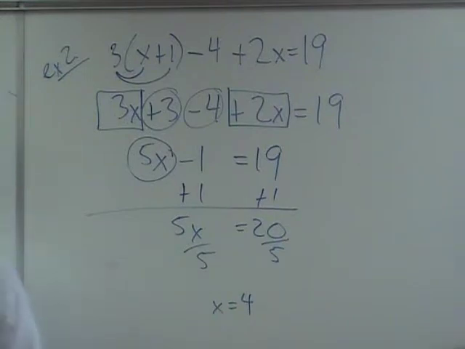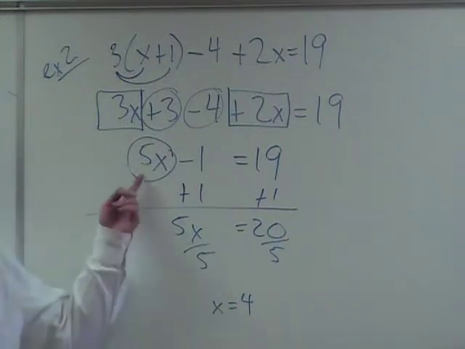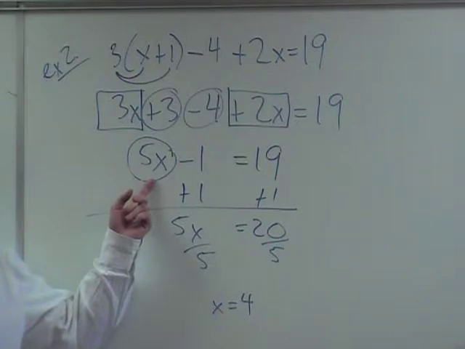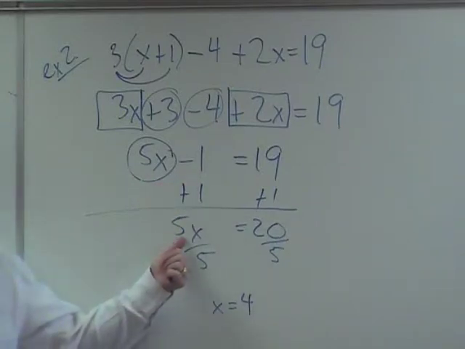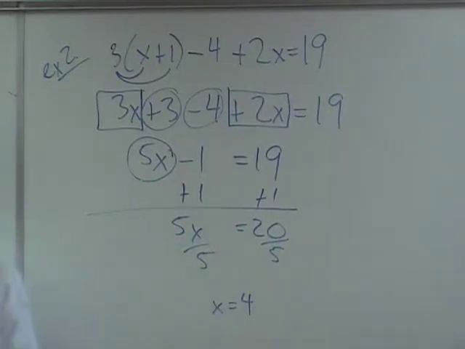This is back to chapter 2, guys. 5 times 4 minus 1. Circle the term you're solving for. Get rid of the other terms by adding or subtracting. Do the opposite. Divide off the coefficient.